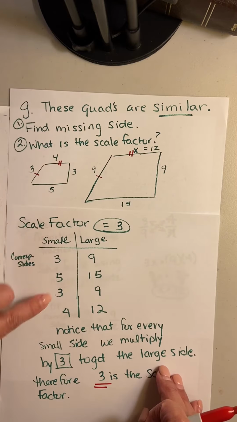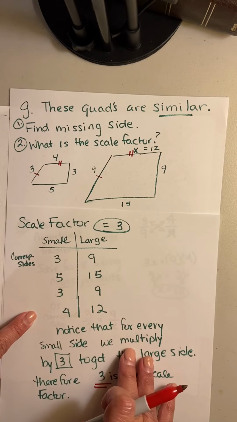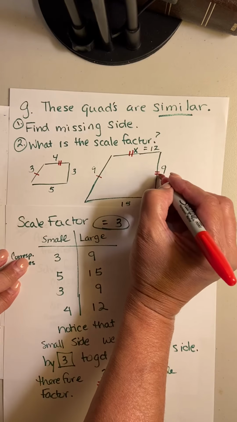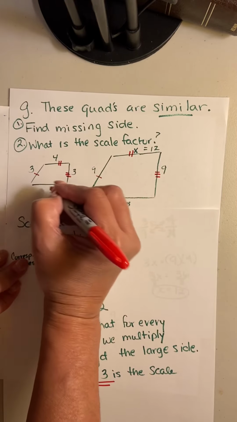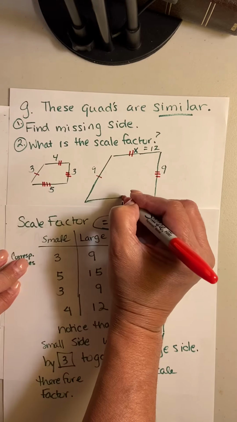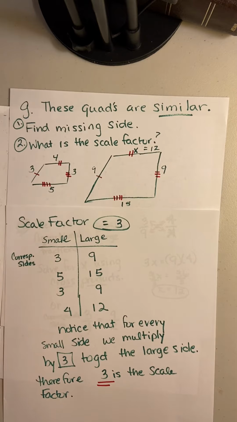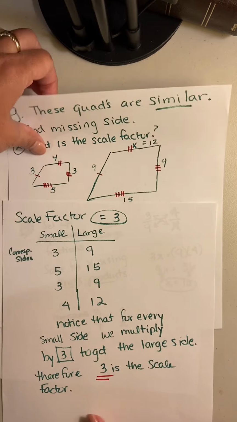All right, so you see how I set up my little table, and these are corresponding sides. I went ahead and I just put 3 here, and I'm gonna put 4 here. So you see that those are corresponding sides. That might be helpful. Okay, now I'm gonna go on to H.